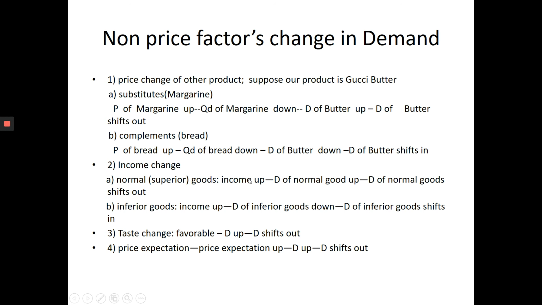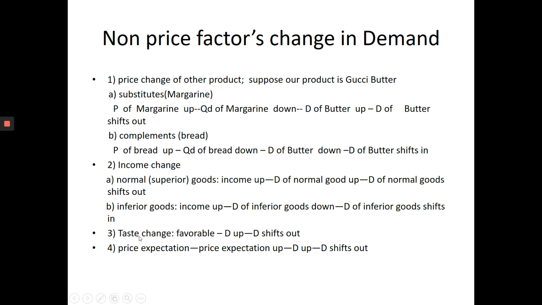Suppose income goes up, and consider a superior product like a steak or lobster meal and an inferior product like a hot dog. Definitely, when income goes up, people demand more lobster meals, but demand for hot dogs will drop.